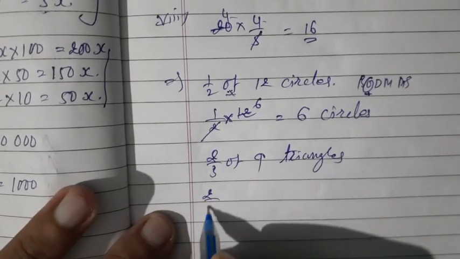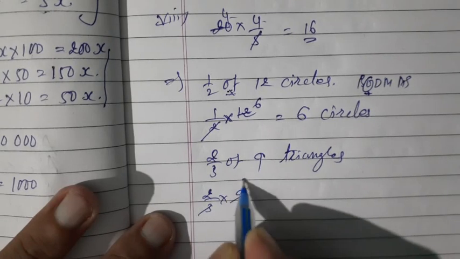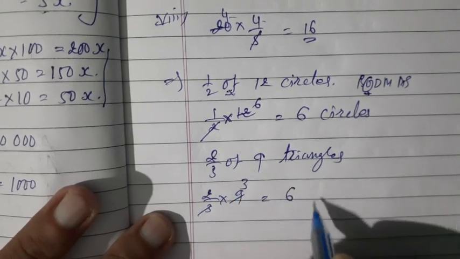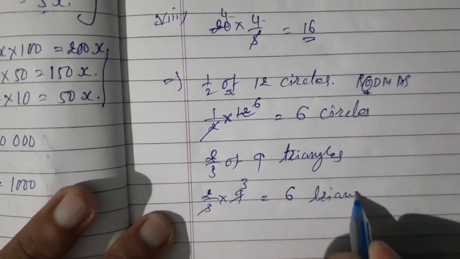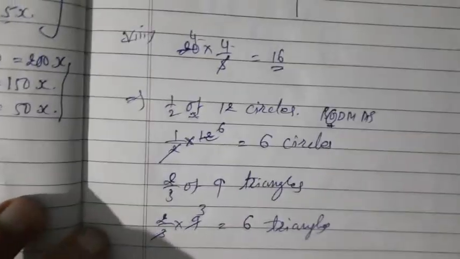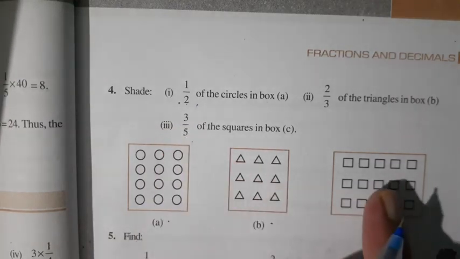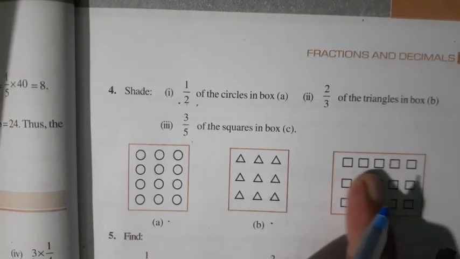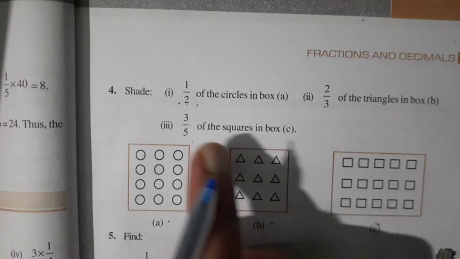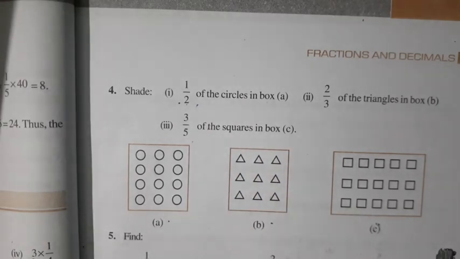means 2 divided by 3 into 9. 3 3s are 9 and 3 2s are 6. So you just shaded 6 triangles. Same here, 3 upon 5 of squares. You just count the total number of squares and then multiply with 3 upon 5.